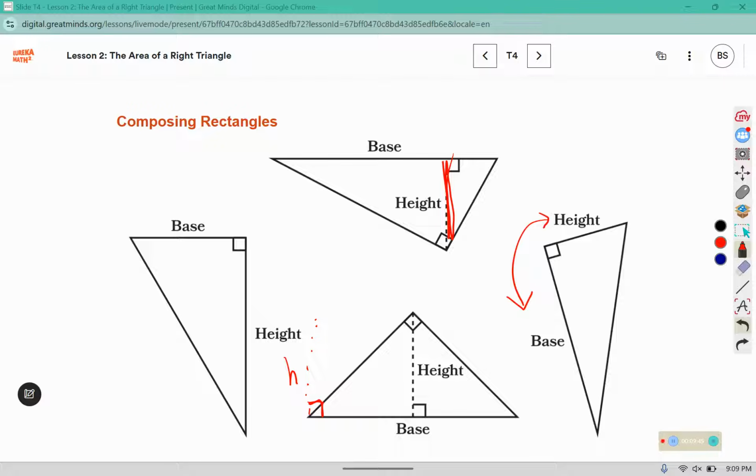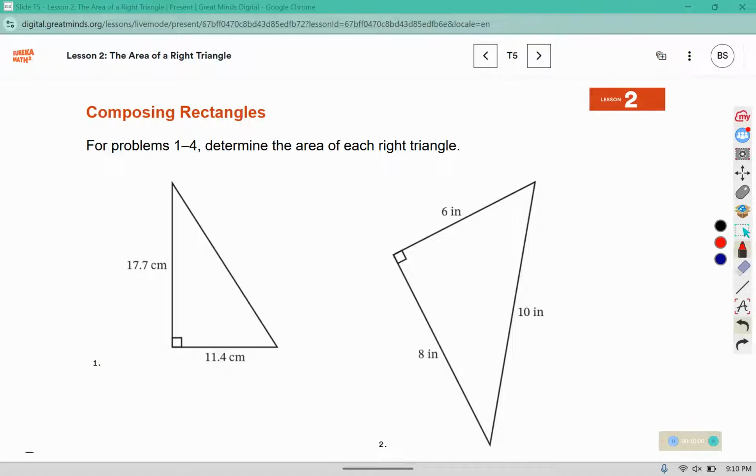Or sometimes you might see it shown off to the side. You can determine the area of any right triangle by using the formula A equals half of the base times the height. That is true. That is the one that looks like this. For problems 1 through 4, determine the area of each right triangle.